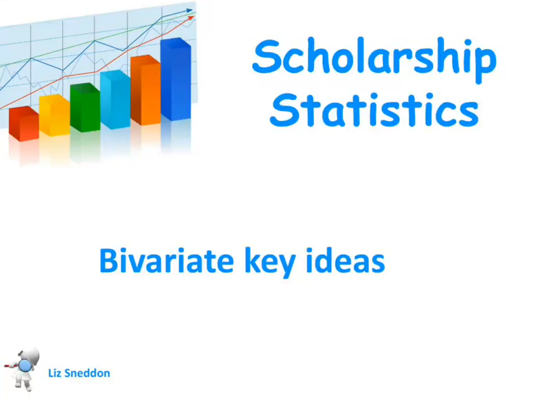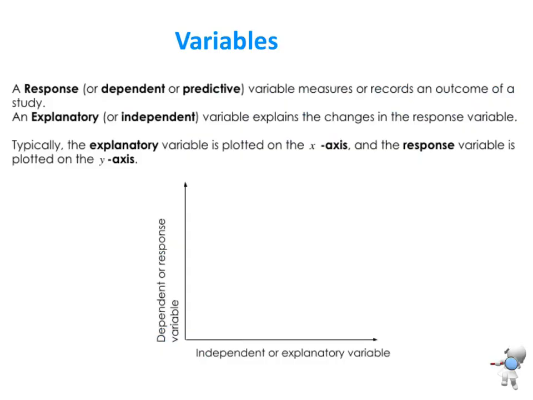Let's have a look at some of the key ideas in the bivariate topic at level 3. So the first thing we need to do is think about our variables. And we've got two types of variables. We've got a response variable, which is sometimes called our dependent variable, and we've got our explanatory variable, which is our independent variable.